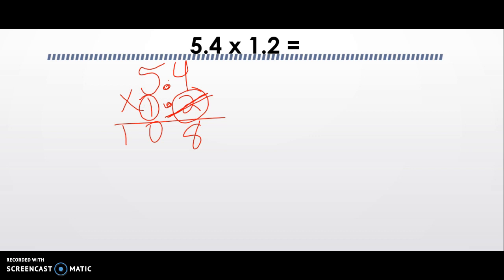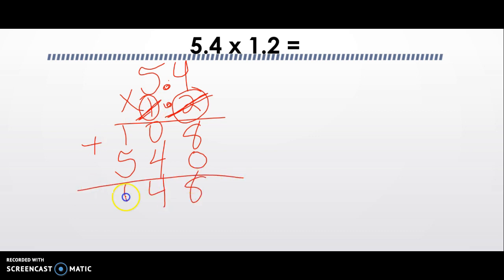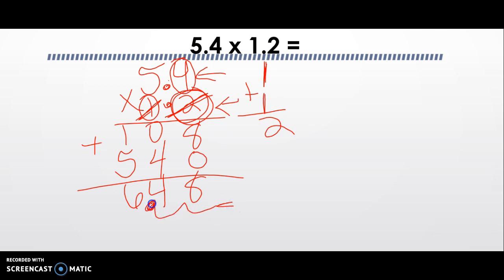However many numbers I crossed out, that's how many placeholders or zeros I need. 1 times 4 is 4. 1 times 5 is 5. I'm done with every number at the bottom. So I'm ready to add. Okay, I'm not done because I need to put the decimal point somewhere. Looking at this first number, I only have 1 digit behind the decimal point. Looking at this second number, there's only 1 digit behind the decimal point. Altogether, 2. So I start at the back. 1, 2. 6.48 is my answer.